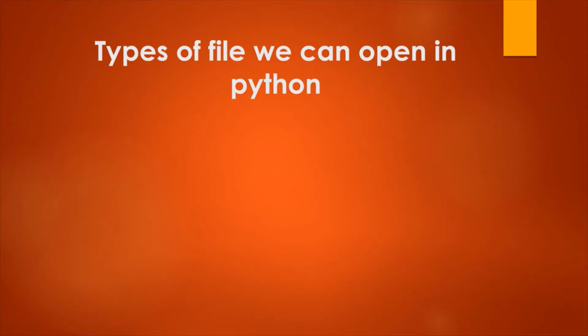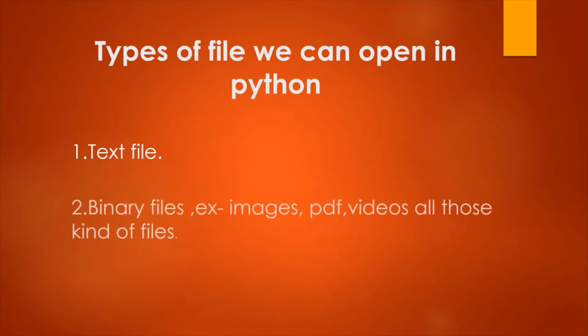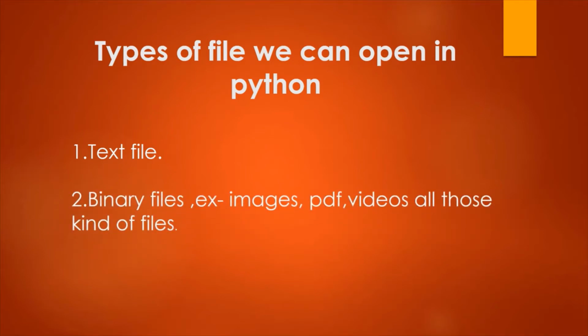So the types of files we can open in Python are two. First is the text file, and the next one is the binary files, which contains images, PDFs, videos and all those kind of files. First we will see the file modes for the text file. And after completing the text file, we will go for binary files, because after understanding text file, understanding the binary file will be a lot more easier to us. So now let's begin with the text file modes.